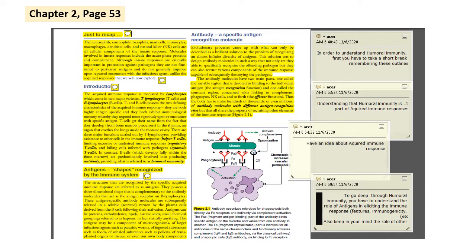regulate immune responses. Now, why do we need humoral immunity in fact, while we already have innate immunity? Although innate responses are important in protection against pathogens, they are not fine-tuned to particular antigens and do not generally improve upon repeated encounter with the same infectious agents.